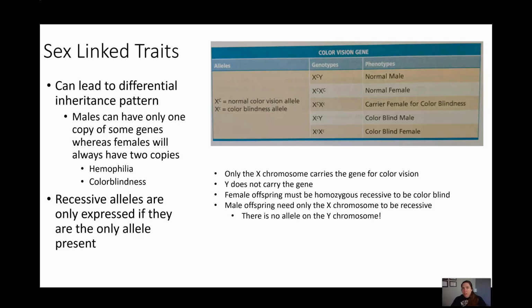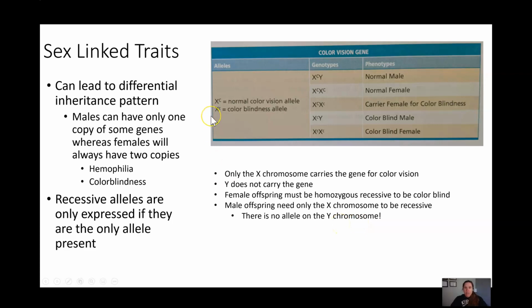In other words, there is no paired gene that can be dominant in a heterozygous. There's no heterozygous-ness for males. There's no allele for that particular trait in the Y chromosome.